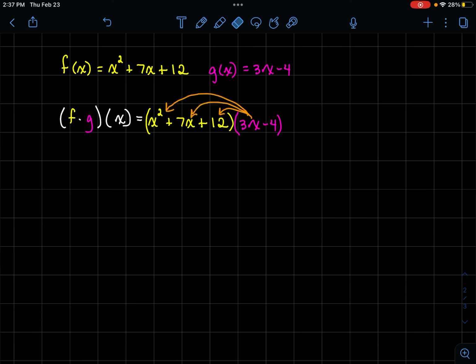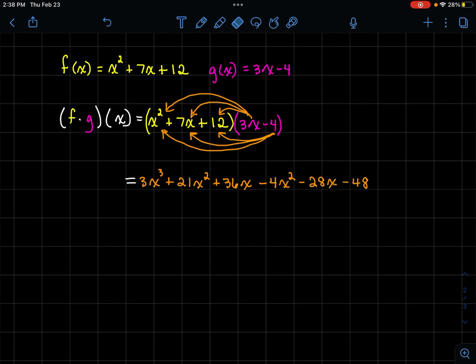And what you see here is that we're going to have to do 6 different distributive properties to be able to combine like terms. When we distribute the 3x through the x squared plus 7x plus 12, you're going to end up with this product here: 3x cubed plus 21x squared plus 36x. And then we're going to go right back through that again with the negative 4 with 3 more distributive properties and write down those products, which happens to be negative 4x squared minus 28x minus 48.